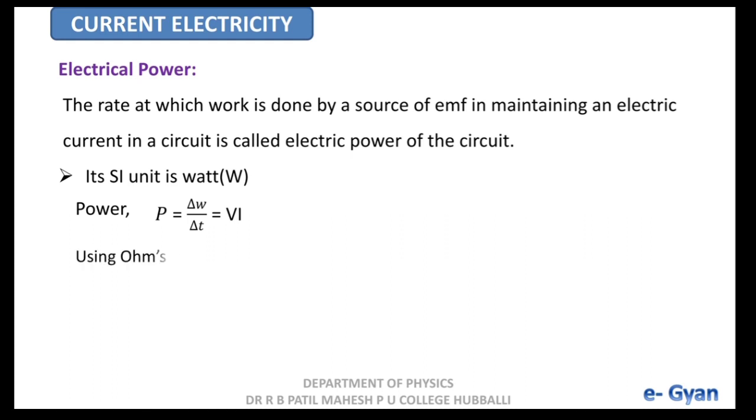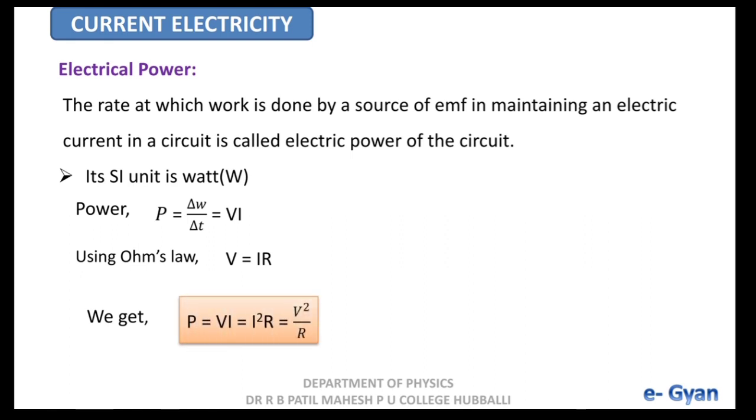By using Ohm's law, we can write different equations for power. P is equal to V into I is one equation, P is equal to I square into R is another equation, P is equal to V square divided by R is the third equation. We can use any of the equations depending upon the given conditions to calculate the value of power loss in the given circuit. Okay, this is the brief description about power loss.